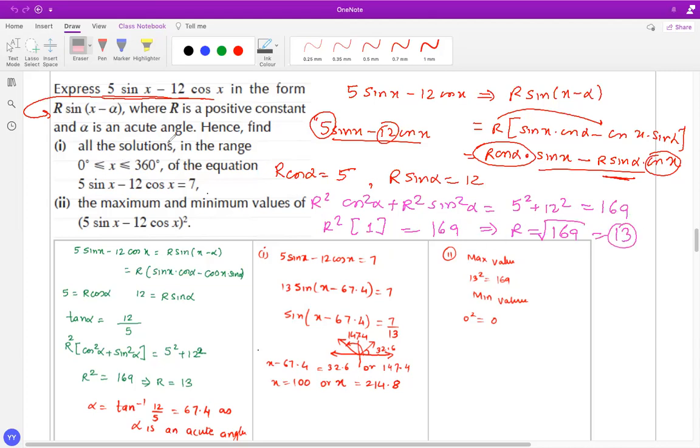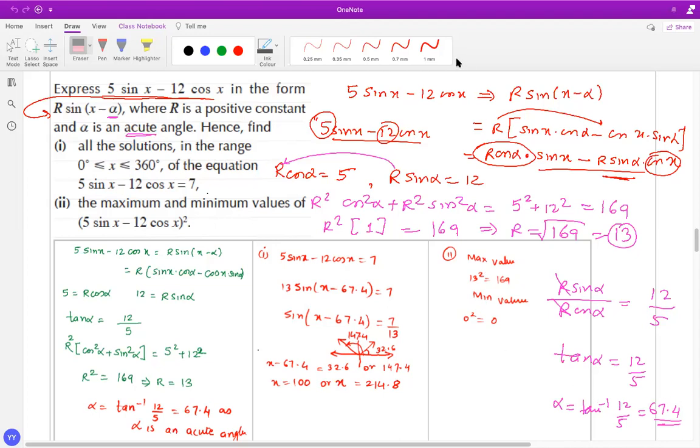The next part is to find the value of alpha. Now, since we have this, you can put either R in this form here, or you could just divide this and this. If I divide R sine alpha by R cos alpha on both sides, I get 12 over 5, and R and R get cancelled. We get tan alpha is 12 over 5, and that is tan inverse of 12 over 5, which is 67.4. That's the acute angle. And since they have mentioned already that alpha is an acute angle, you don't need to find the other angles.